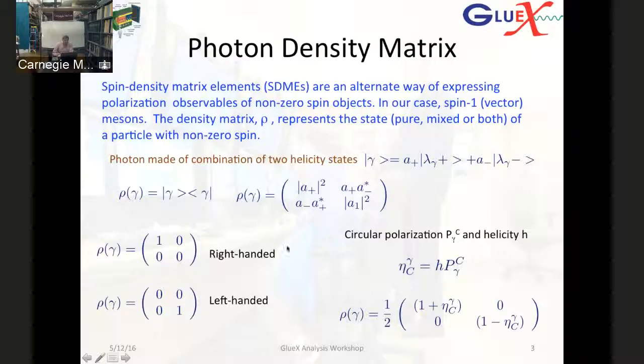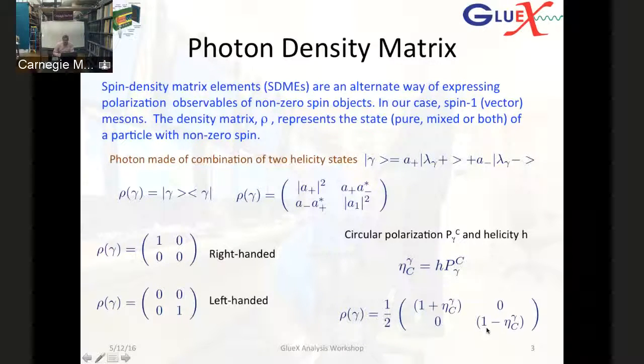And if you look at the right-handed and left-handed circular polarizations, the density matrices are just these simple single elements in here, the plus 1 and the minus 1 helicity states. And those are pure states. You can take a circularly polarized beam where you have some fraction of circular polarization that's less than 1. So there's some P, which is that fraction, and then there's the helicity operator, which is the plus 1 or the minus 1, and you define this eta, which folds in the helicity and the degree of circular polarization.